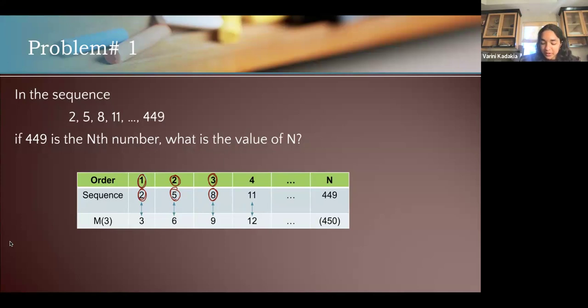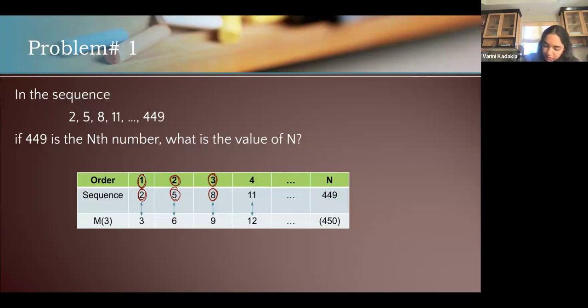All I'm doing is listing out the numbers. If you were to go through the sequence, the first number in the sequence is 2. The second number is 5. The third number is 8. If you count it, 1, 2, 3. Okay, I understand now.